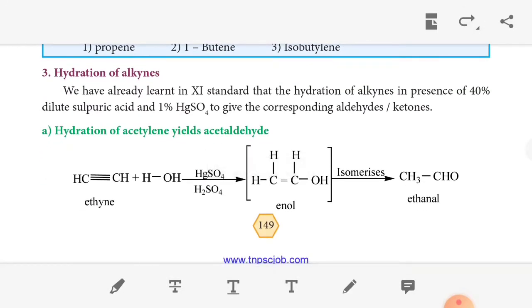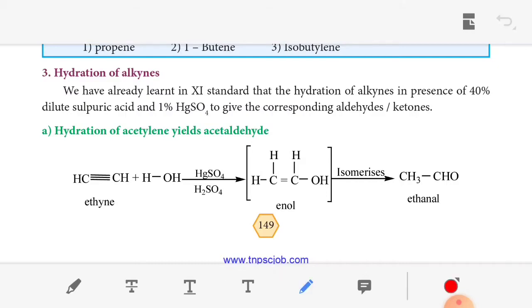The next one is hydration of alkynes. We have already learned in 11th standard the hydration process, with 40% dilute sulfuric acid and 1% magnesium sulfate, to give the corresponding aldehyde and ketone. So most probably we already learned these organic processes in 11th standard, oxidation, dehydrogenations, etc. The first method is the hydration of acetylene, which yields acetaldehyde.